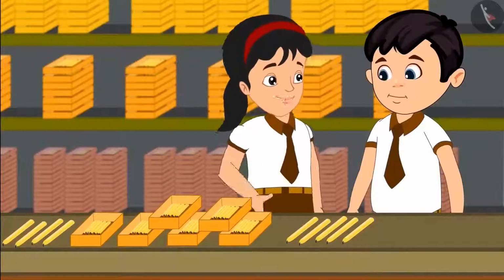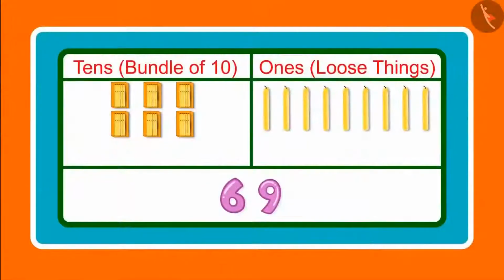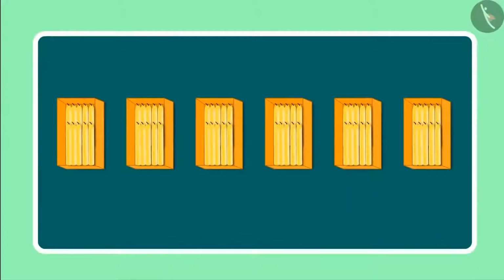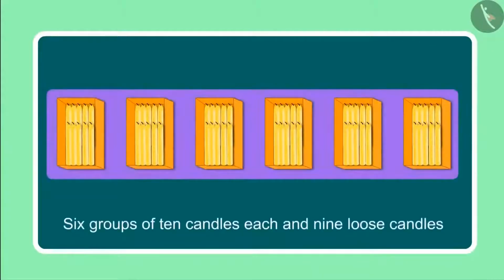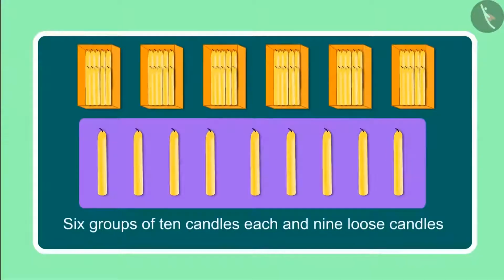Chotu, can you tell me how many tens and ones are there in 69? 69 has 6 tens and 9 ones. Yes, Chotu, you are right. Earlier we saw 6 groups of 10 candles each and then we saw 9 loose candles, which means 9 ones.